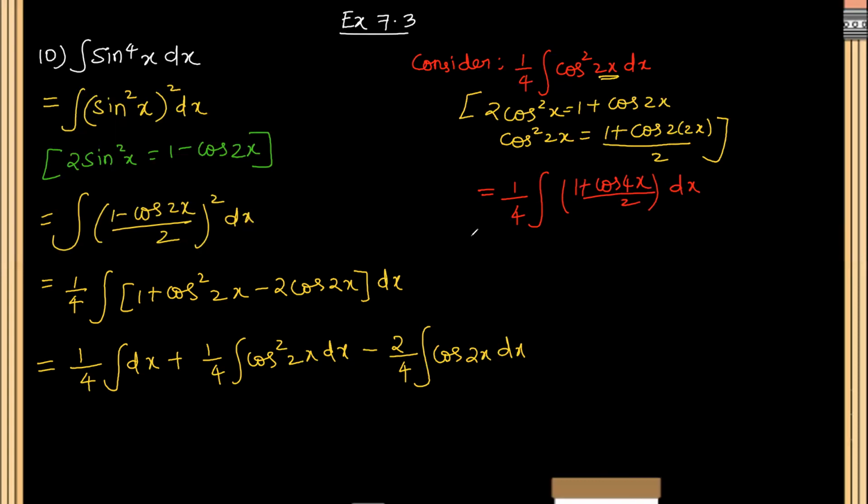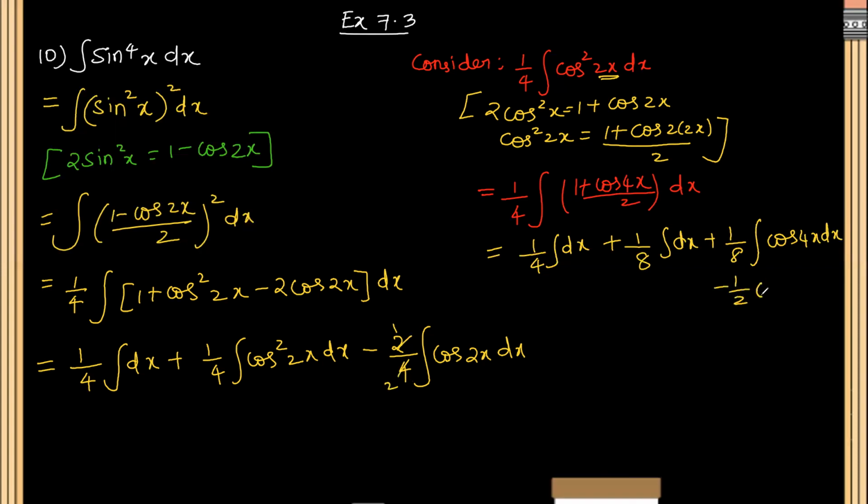So overall, when we substitute in this, we have 1 by 4 integral dx plus 1 by 4 integral cos^2 2x, where this 1 by 2 we can take out, and already we have by 4. That becomes 1 by 8 integral dx plus 1 by 8 integral cos 4x dx. And in the last term, the 2 and 4 get cancelled, we get minus 1 by 2 integral cos 2x dx.